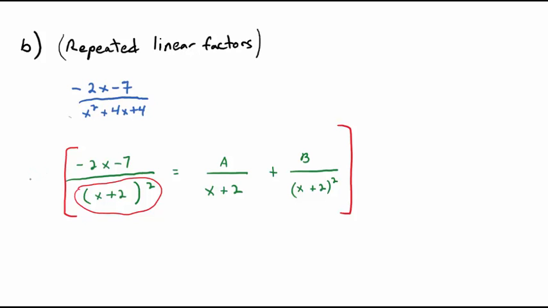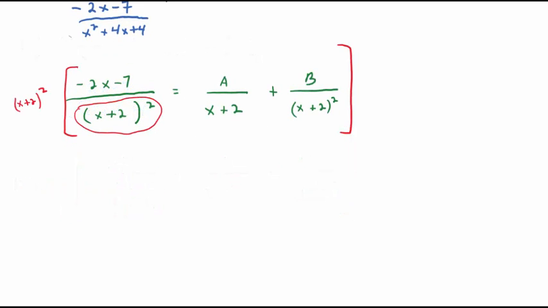Go ahead, Adam. Can there be an x on the b? No. I'm not going to try and prove it right now, but it turns out that whether you have repeated or non-repeated linear factors like in the last problem, the numerator is always going to be constant. You can prove that. It's actually not that hard to prove, but I'm not going to try it right now.